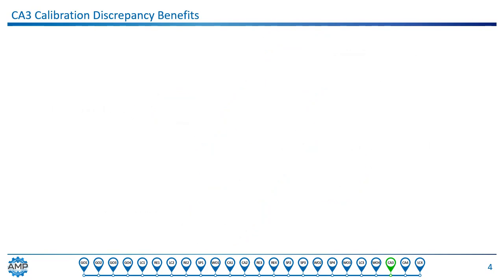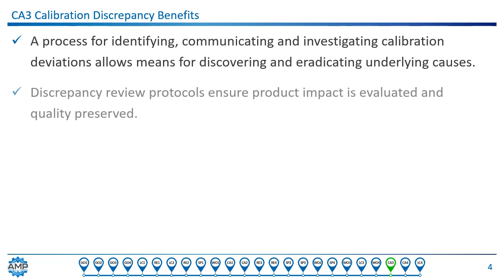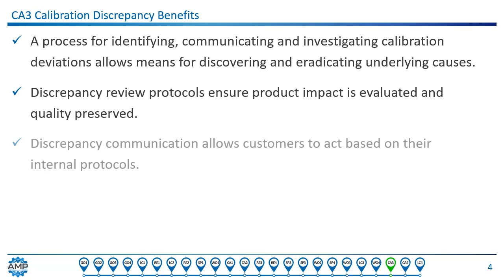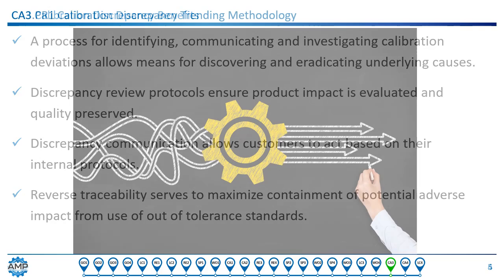Here are the benefits related to calibration discrepancy. We have a process for identifying, communicating, and investigating calibration deviation, which allows means for discovering and eradicating underlying causes. Discrepancy review protocols ensure that product impact is evaluated and quality is preserved. Discrepancy communication allows customers to act based on their internal protocols. And reverse traceability serves to maximize containment of potential adverse impact from use of out-of-tolerance standards.